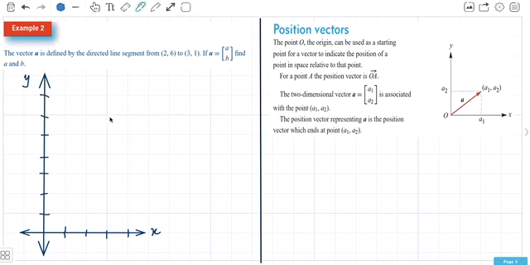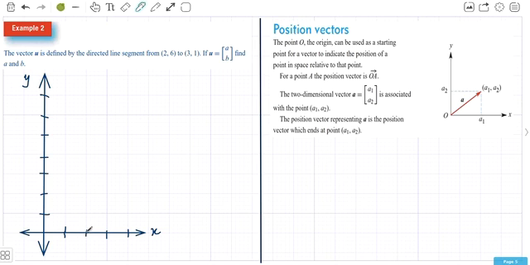This example is asking you for a vector u to be defined by a directed line segment, and they've given you the coordinates. And they say if u equals AB, with the column AB, find A and find B. So first thing, there's two ways that you could do this problem. The first one is sort of more geometric graphing way, so I'll do it that way first.